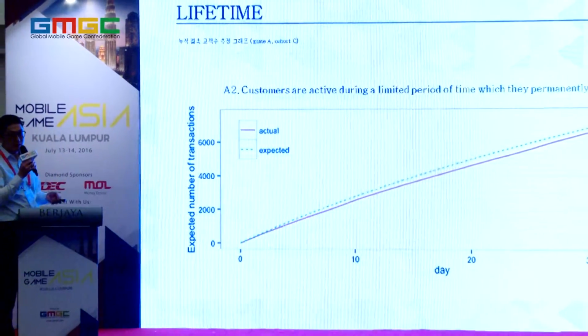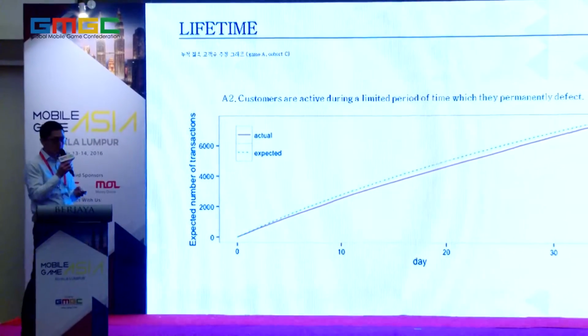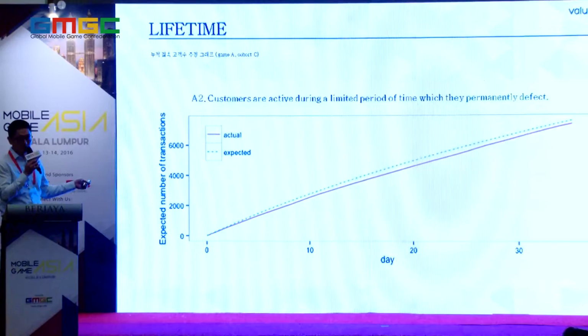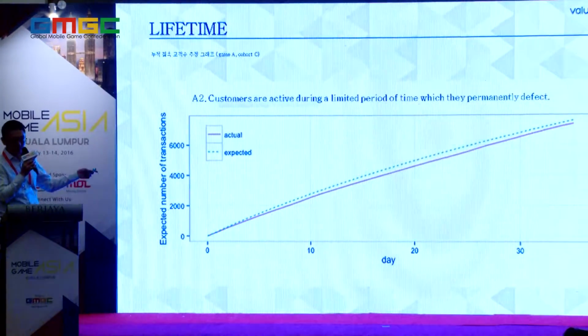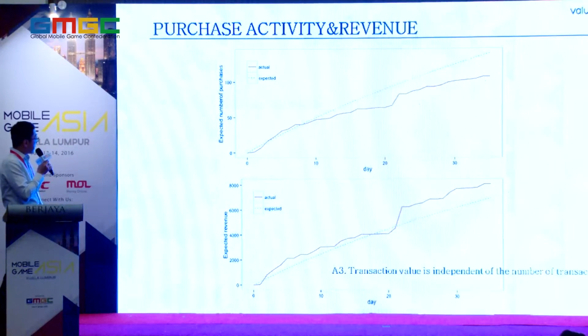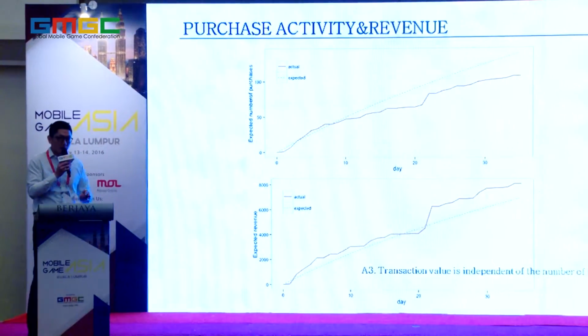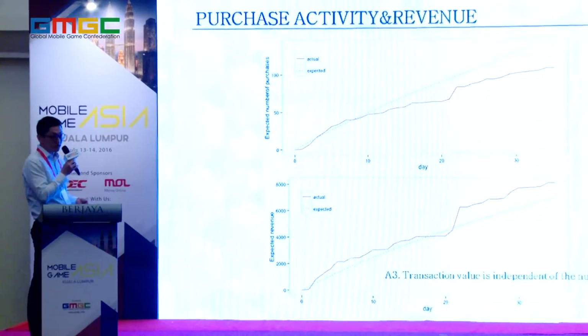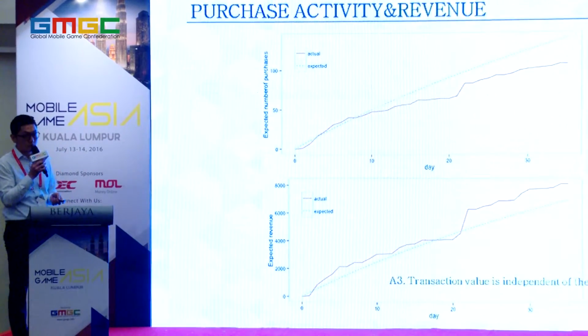When we apply this churning rate to the activity prediction model, you can see that the trend is very close to the actual data now. Okay. Then we apply this activity prediction model to compare with the purchase activity and its revenue.